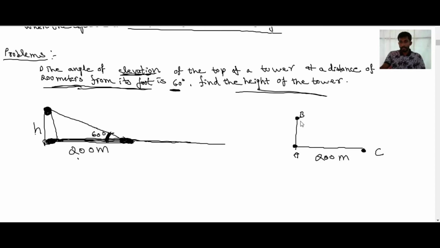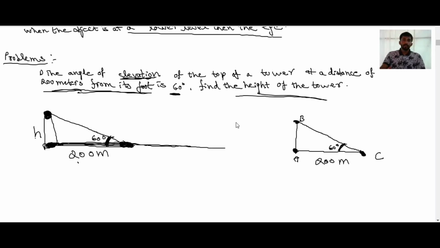Then see, angle of elevation, that means from the point C you are looking at the top of the tower. AB is the tower. From C you are looking at the top of the tower. At that time the angle of elevation is equal to 60 degrees. The question is, find the height of the tower. h is equal to how much?